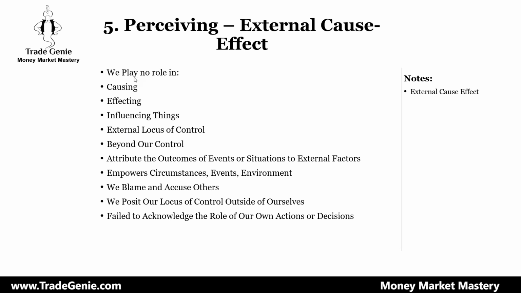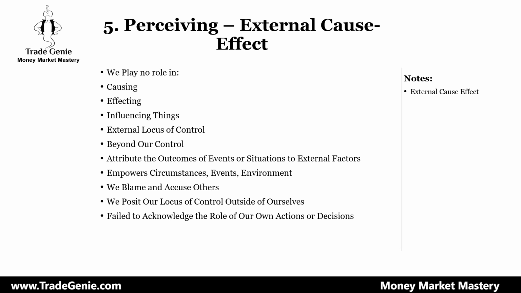With external cause and effect, we say it's not us, because we are not responsible. We blame others. Humans have a tendency to blame others, even when I showed you the self-deception reasons. Think about all those self-deception reasons people gave to the police officer when they ran into some accident. So we play no role in causing, affecting, or influencing things. External locus of control. So the locus of control is outside of us, beyond our control. It's not within us. So we attribute all the outcomes, events, or situations to things beyond our control, and we empower circumstances, events, and environment. We blame others, accuse others, and say, what could I do?